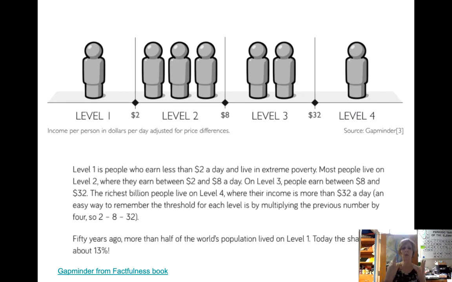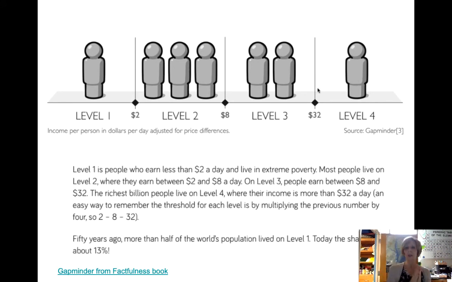And so if you look at these different levels, level 1, level 2, level 3, and level 4, level 1 populations live on less than $2 a day, in extreme poverty. Level 2 populations live on $2 to $8 a day. Level 3 lives on about $8 to $32 a day, and anything greater than $32 a day is level 4.